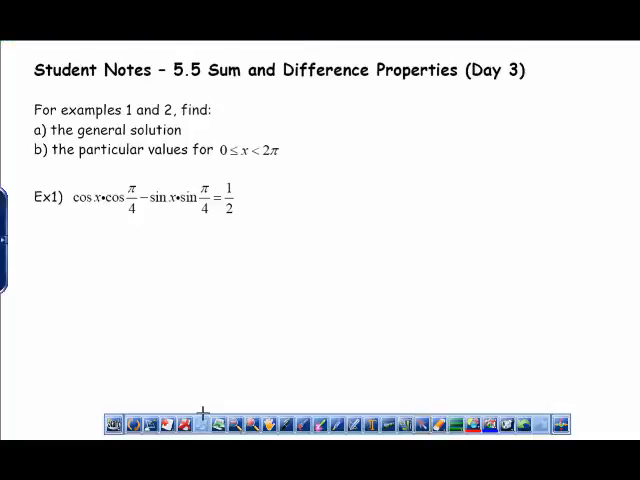Okay, student notes 5.5, sum and difference properties, day 3. Okay, here's yet another way that we can use these sum and difference properties. And today we're going to really be focusing on equations.